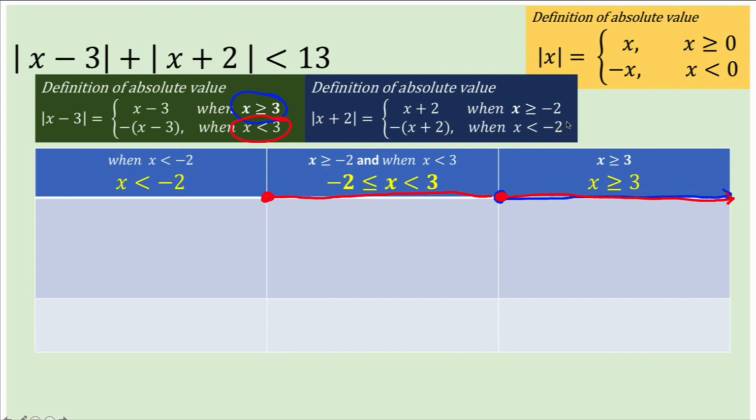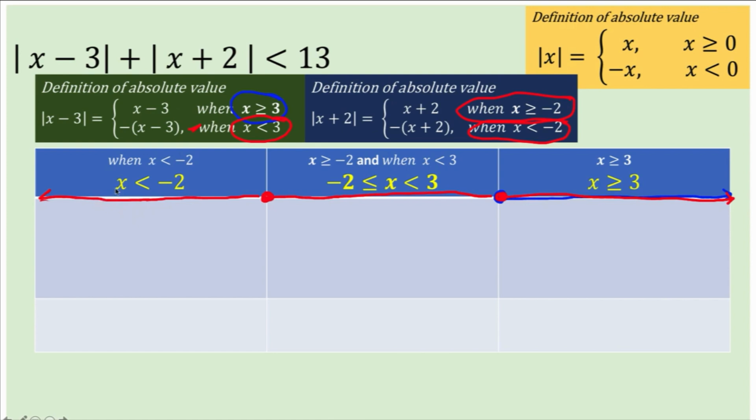And then when we look at this remaining condition, x less than negative 2, we have this part, open interval, going to negative infinity. So we can put all these different conditions on the number line to cover all the different possible scenarios. So let's solve now this absolute value inequality.